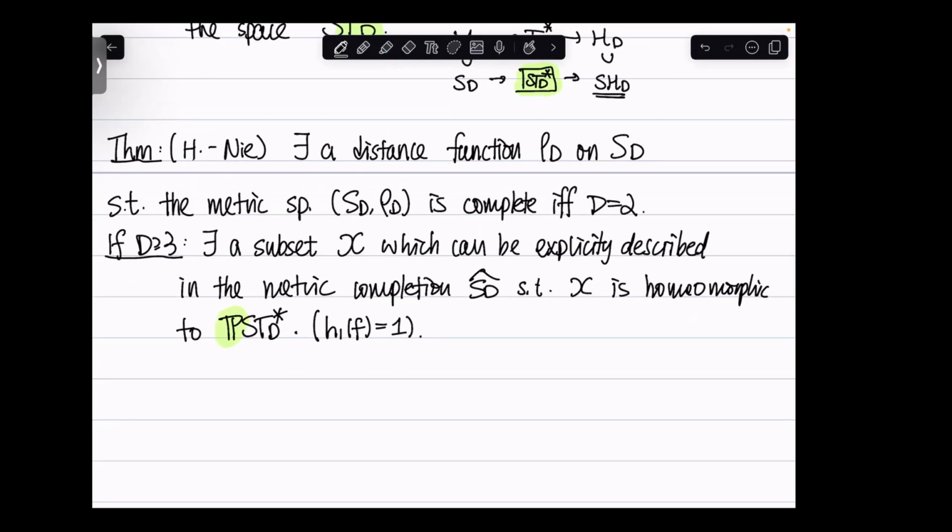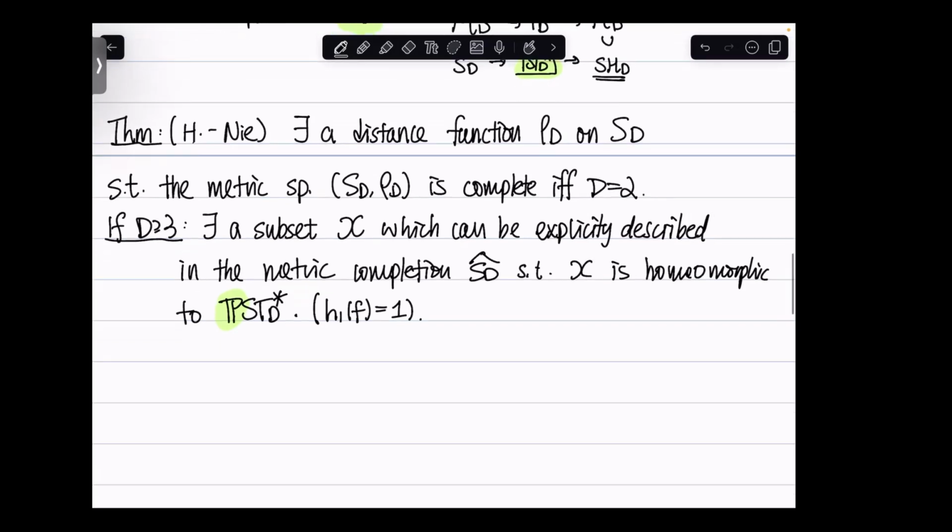Okay, so our main result provides a way to understand what STD star is. Basically, we think of it as lying in the boundary of the shift locus with respect to this particular geometry that we put on the space. Questions?